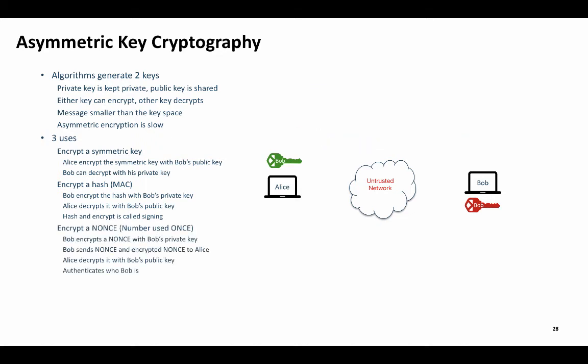And the third thing one does with asymmetric key cryptography is encrypt a random number to authenticate who the user is. The random number is called a nonce, which is a number used once. In this case, Bob generates a large random number and encrypts it with his private key. Bob sends the nonce and the encrypted nonce to Alice. Alice decrypts the nonce with Bob's public key and checks that the two values match. If so, then Bob must be in possession of Bob's private key. That's asymmetric key encryption in a nutshell.